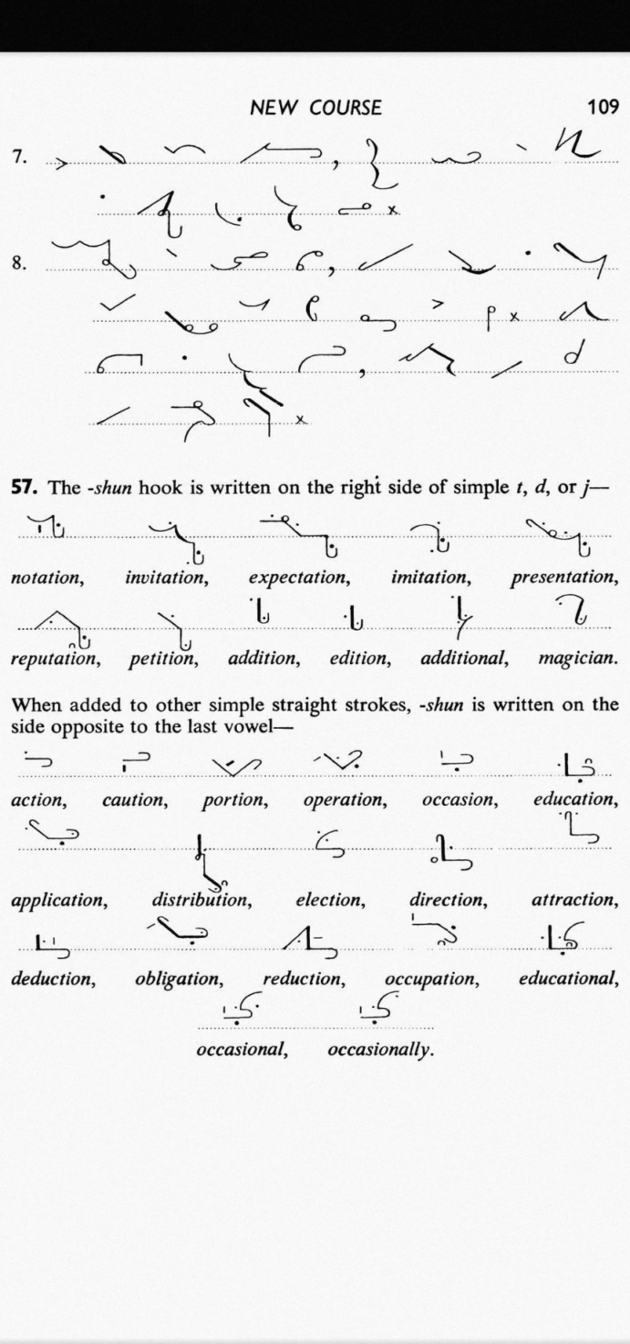Petition: P on the line, T through the line with Shun Hook on the right side. Light dot on the second place of P after it. Light dot on the third place of T after it. Within Shun Hook बनेगा. Okay.